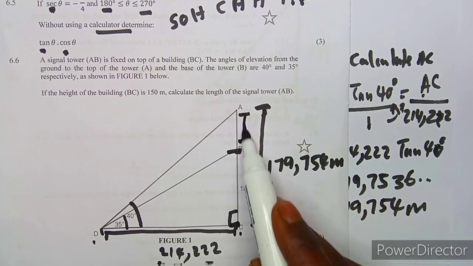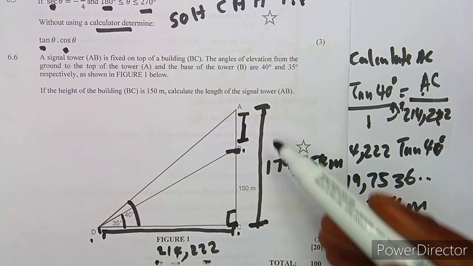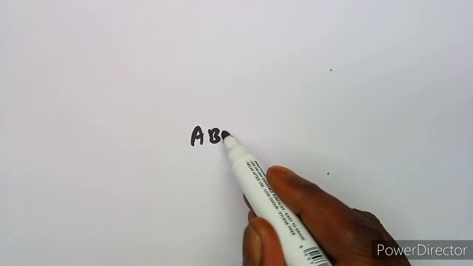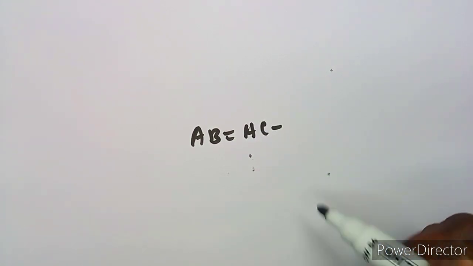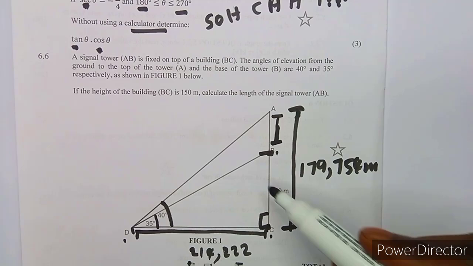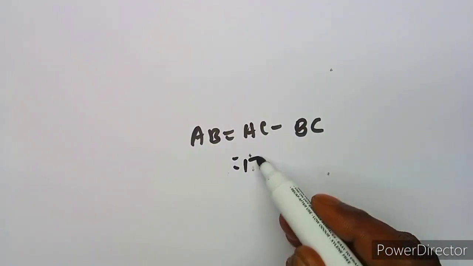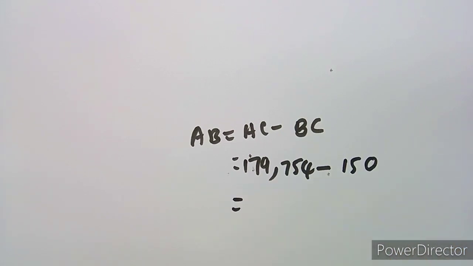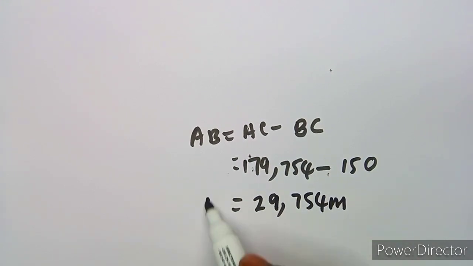So how are we going to find this piece of AB? As you can see, AB is the difference between AC minus BC. That's our AB. So therefore our AB is going to be AC minus BC. We are going to remove this BC from AC, which is 179,754 minus BC, which is 150. If we subtract this, we are going to obtain 29,754 meters as our AB.